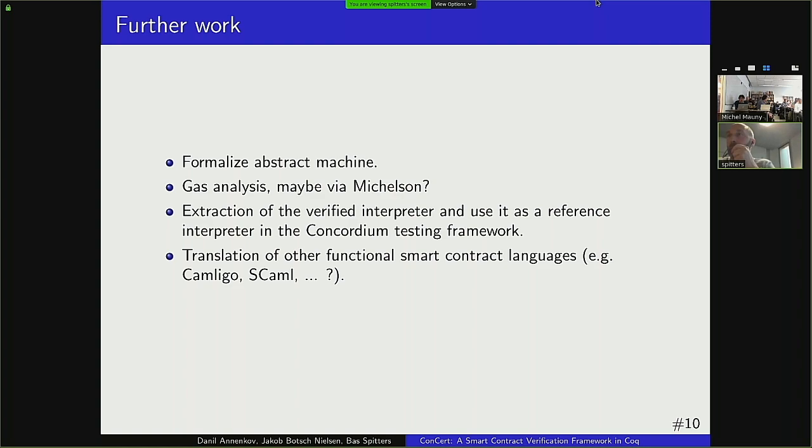So in principle, you could write everything in MetaCoq. Currently, it's sort of an alpha phase. There's still quite a few bugs that show up, but it's being used in more and more projects.